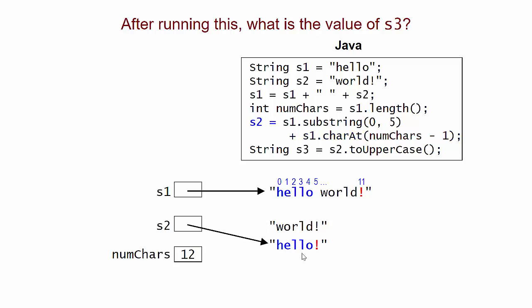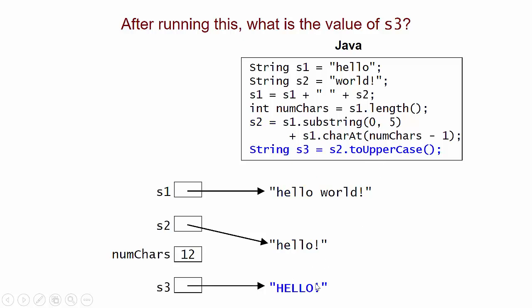And then finally, we're creating a new string from the string that S2 refers to by calling the toUpperCase method. That gives us back a new string in which all of the lowercase characters are uppercase, and we're making S3 point to that string. We're storing the reference to that string in the variable S3. And so at the end of this code fragment, S3 is this string, or more precisely, it holds a reference to this string.